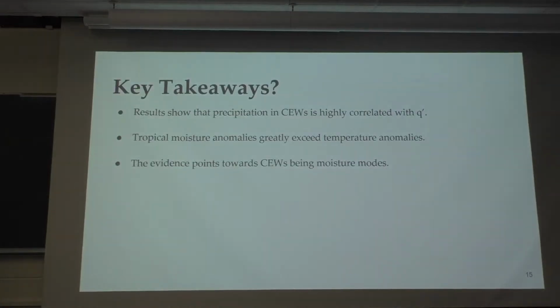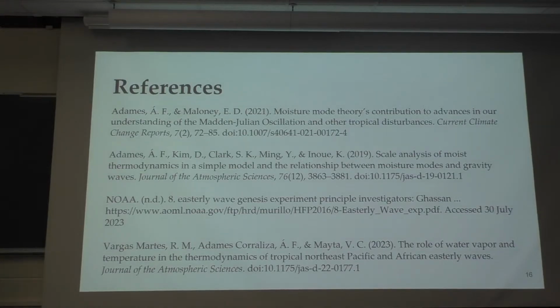Key takeaways. So, results show that precipitation in Caribbean easterly waves is highly correlated with Q. Tropical moisture anomalies greatly exceed temperature anomalies. And the evidence points towards Caribbean easterly waves being moisture modes. And with that, I conclude.